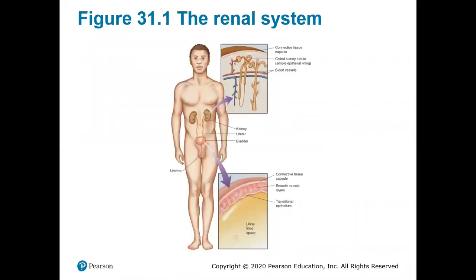Figure 31.1 diagrams the renal system, showing you the connective tissue capsule, the coiled kidney tubule, simple epithelial lining, blood vessels. We get a closer look at the kidney, ureter, bladder, urethra. The bladder itself, we take a look at the connective tissue capsule, smooth muscle layers, transitional epithelium, and this is found on page 525 in the text.